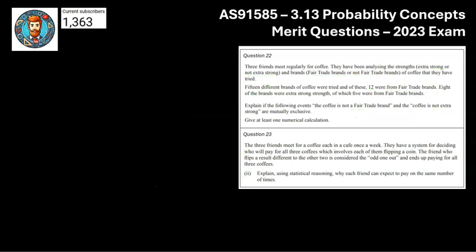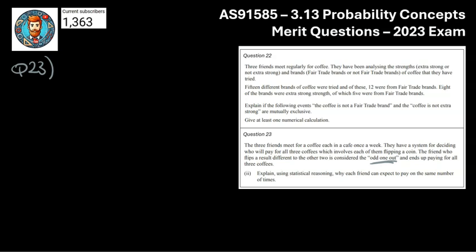There we go. So we're now on to question number 23. Question number 23 was the final merit question for the 2023 exam. Let's smash it out. So we've got 3 friends meeting for a coffee in a cafe once a week. They have a system for deciding who will pay for all 3 coffees, and that involves them flipping a coin. The friend who flips the coin different to the other 2 is considered the odd one out and ends up paying for all of the coffees. Explain with statistical reasoning why each friend can expect to pay the same number of times.